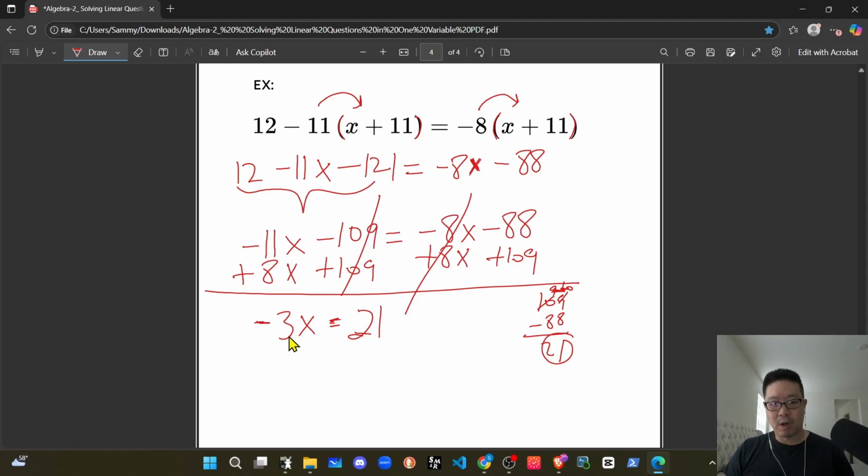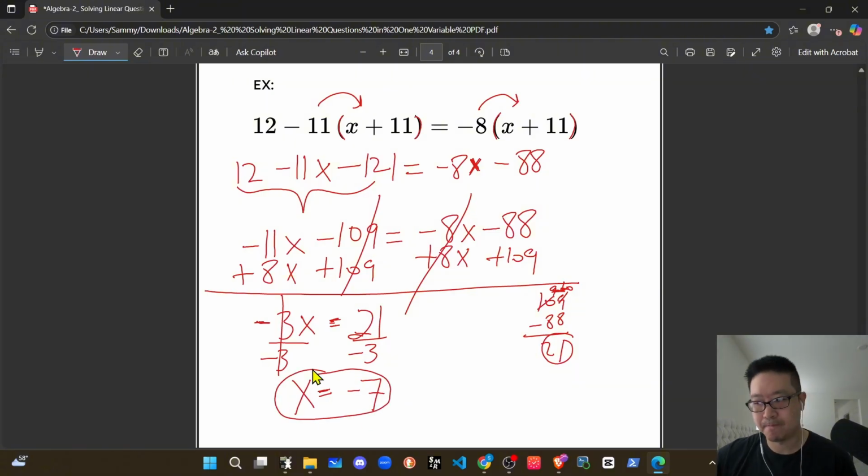The inverse operation of multiplying by negative 3 is to divide by negative 3. So let's do that. We're going to divide both sides by negative 3. And when we do that, we are left with x, just x by itself. This is exactly what we wanted. 21 divided by negative 3 is negative 7. Okay? And that should be our answer. And I'll leave it up to you to check the answer by plugging in negative 7 into the original equation and see if we did this correctly.